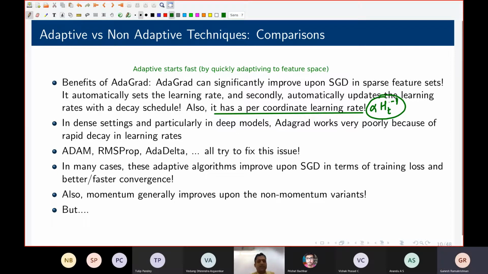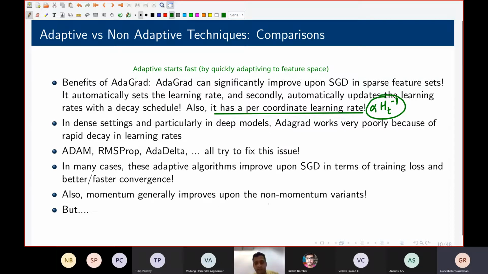But if you have very dense settings, where all features matter equally, you don't expect adaptive methods to work very well. The whole advantage is being frittered away. In some sense, the learning rate is also decaying, adding insult to injury. So RMSProp and AdaDelta have all tried to fix that issue with AdaGrad's learning rate going down.